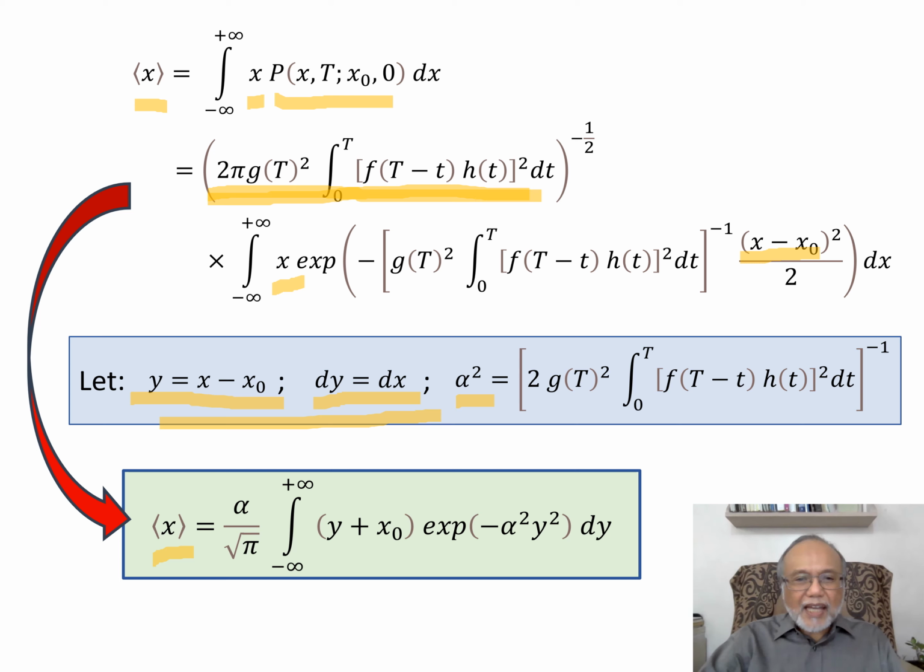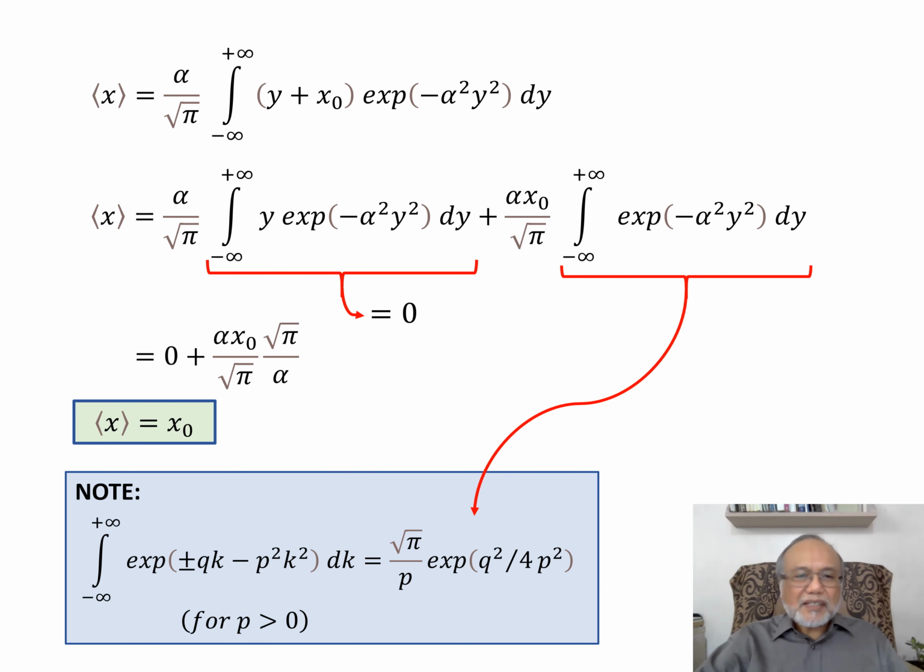And of course, looking at this substitution, the x would just be given by y plus x naught, as shown by this expression upstairs. So let's look at this expression. If you distribute the integration, you have two terms, one concerning the y and the other related with x naught.